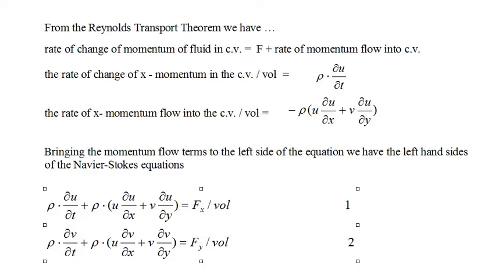So if we bring the x momentum flow rate term to the left side of the equation, we have equation 1, and using the same derivation for the y momentum, we have equation 2. So the good news is that we have derived the left sides of the momentum equations. The bad news, the left-hand side is the easy side.